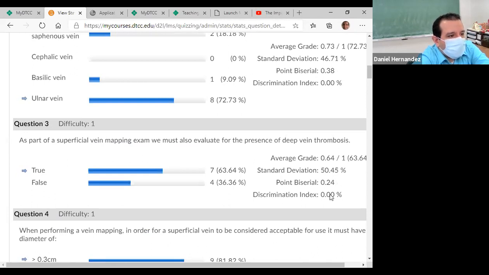As part of a superficial vein mapping, we must also evaluate for the presence of deep vein thrombosis. So this is true. Part of every vein mapping study, we're also assessing for DVT, particularly if we're using it for an AVF or a fistula. We need to know if there's clot in those deep veins, because we're going to create a fistula that's going to eventually drain into those deep veins, and that's going to severely affect our fistula.